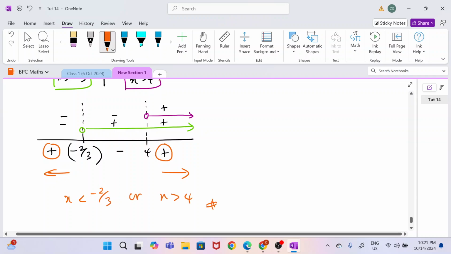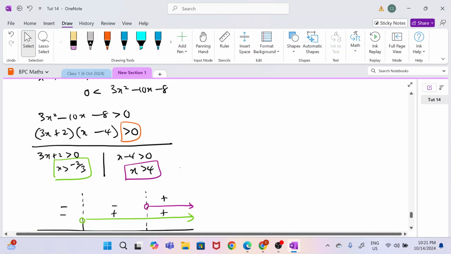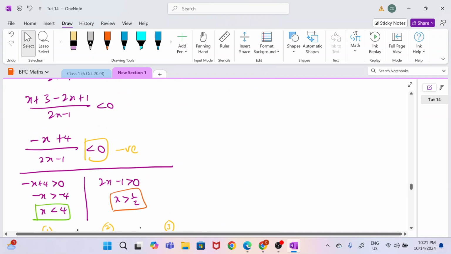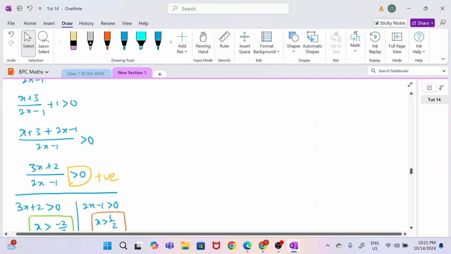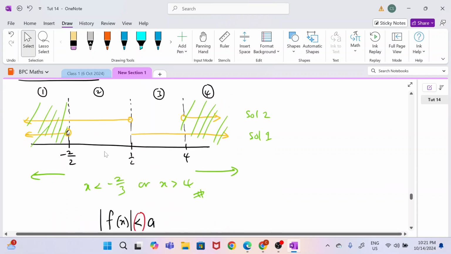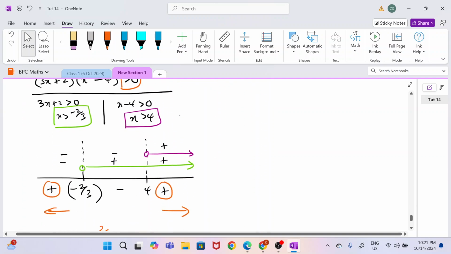You straight away get the answer. In this method, the squaring method 2 is much easier and shorter compared to method 1. Method 1 is a little bit lengthier. You have to split into two inequalities, and then do the intersection, then only you get the final answer. But with method 2, you immediately get the final answer.